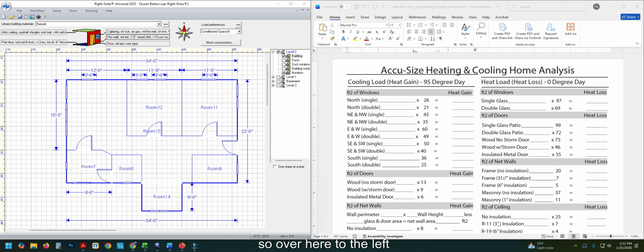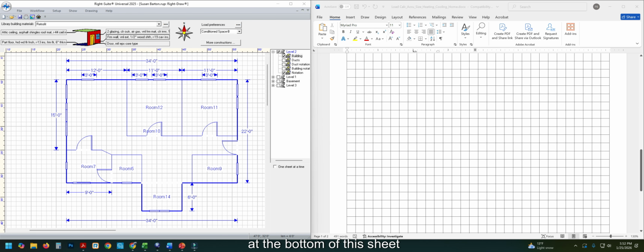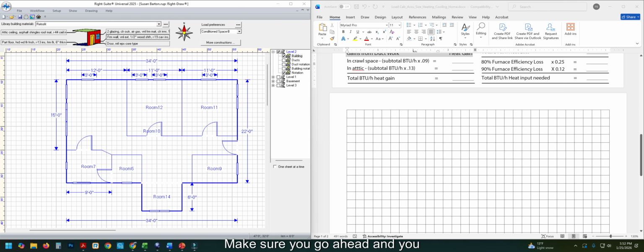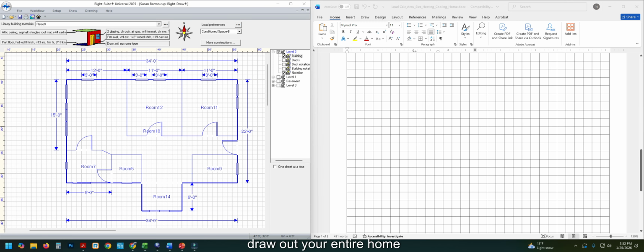All right, so over here to the left, this is some of the software that I use from time to time, and I've got our home drawn out. So you will do the same thing. At the bottom of this sheet, there is a grid. Make sure you go ahead and draw out your entire home.